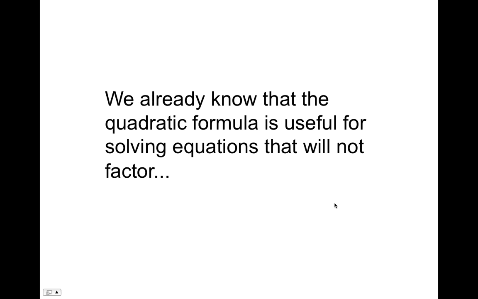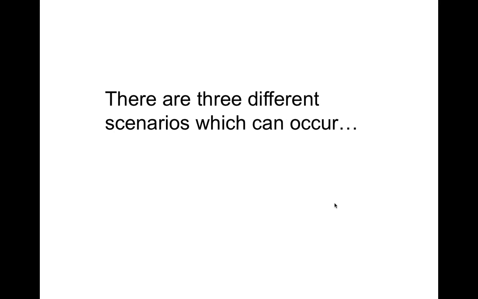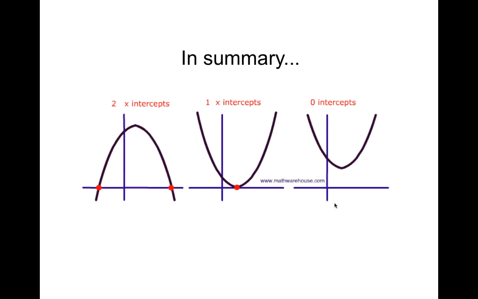Now, one other aspect of the quadratic formula that we can use is that we already know that it's useful for solving quadratic equations that won't factor. But beyond that, when we think of how it works in terms of the zeros, possible zeros you can have, we can have 3 different scenarios. You can have one x-intercept, so where the quadratic sits on the x-axis. You can have none. And you can have some, where it goes through and touches that x-axis 2 times.